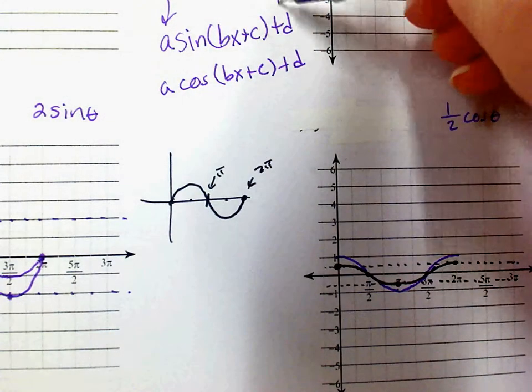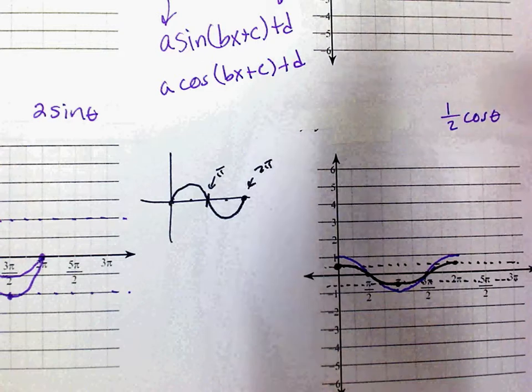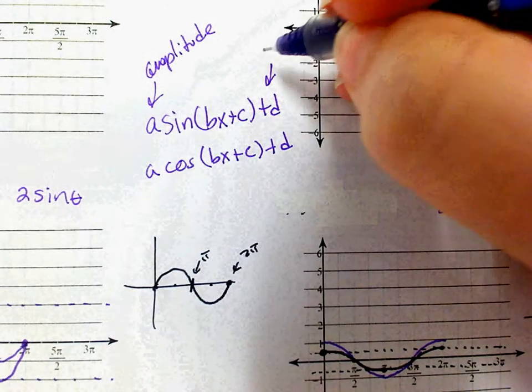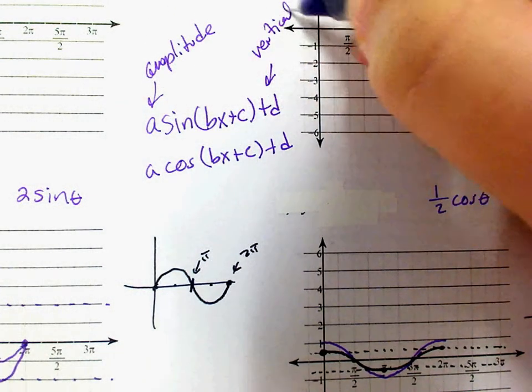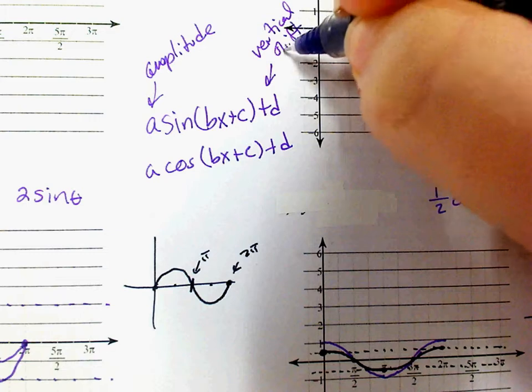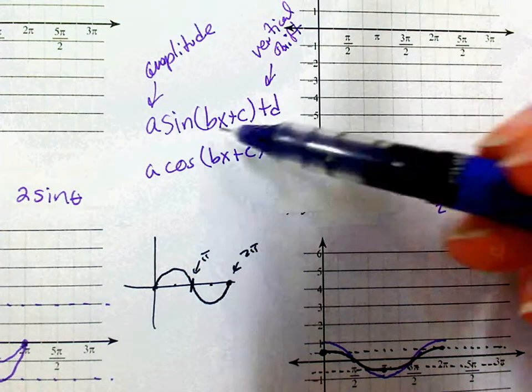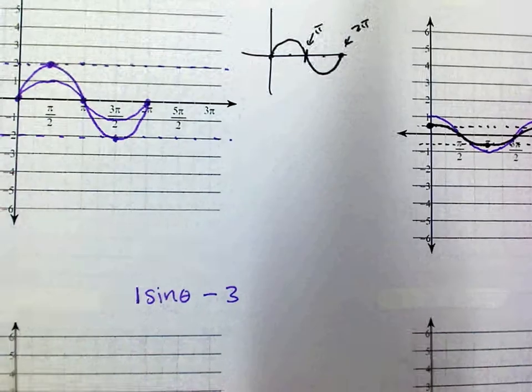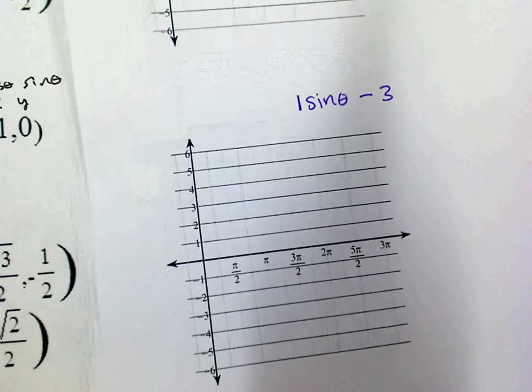If I add on the outside, if I subtract on the outside, that means going up or down. So plus d is the vertical shift. It doesn't have to be plus, it could be minus. B x and c we'll talk about later. So if I've got sine minus 3, then here's what I'm going to do.